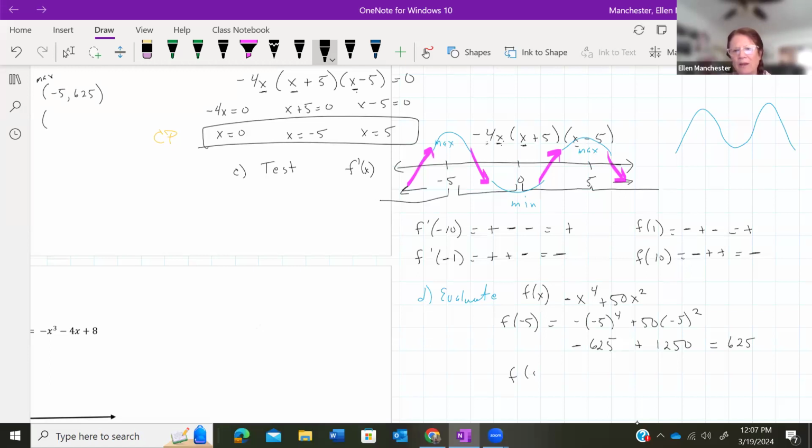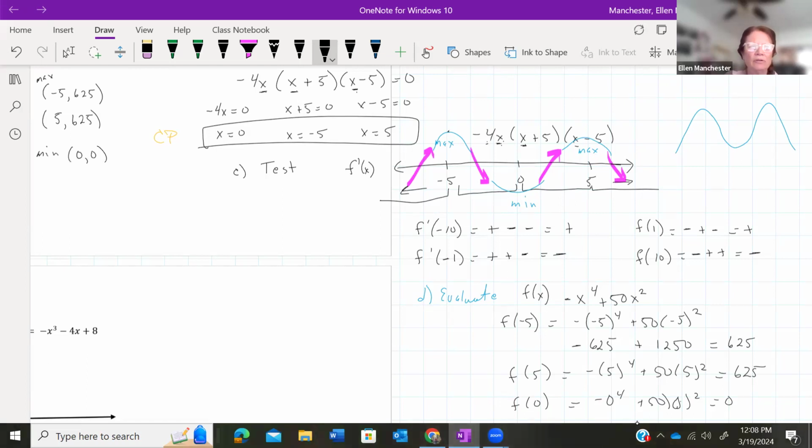And then if I do the other maximum, you can see it's going to be the exact same thing. So that's also going to be 625, which makes sense, right? If I have 2 maximums, they better be the same. Otherwise, I have one that's more maximum than the other. So these have to be the same. And then when I have x is 0, obviously that all goes to 0. So I have a minimum at 0, 0.